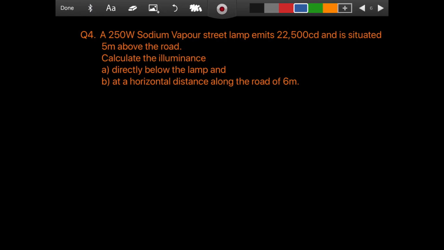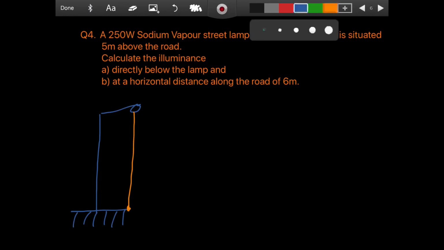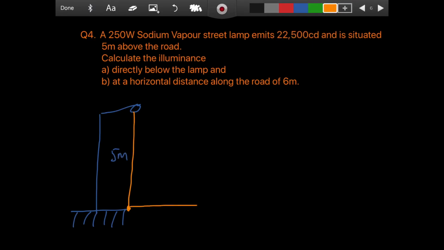A sodium vapor street lamp emits 22,500 candela and is situated 5 meters above the road. We've got to calculate the illuminance directly below the lamp and then at a horizontal distance along the road of 6 meters. So just a diagram to show you what that's going to look like. So we've got a point there at 5 meters, and then we've got another point along the road surface of 6 meters.